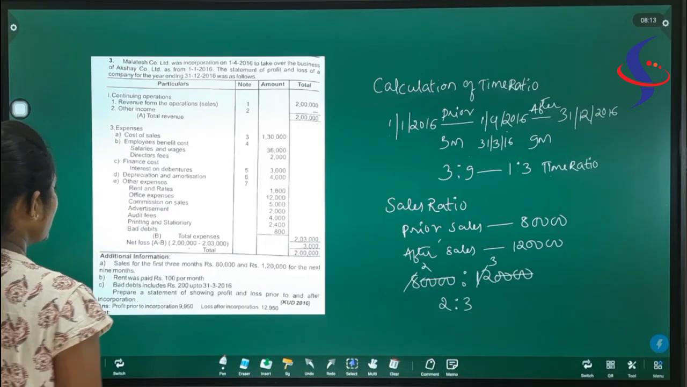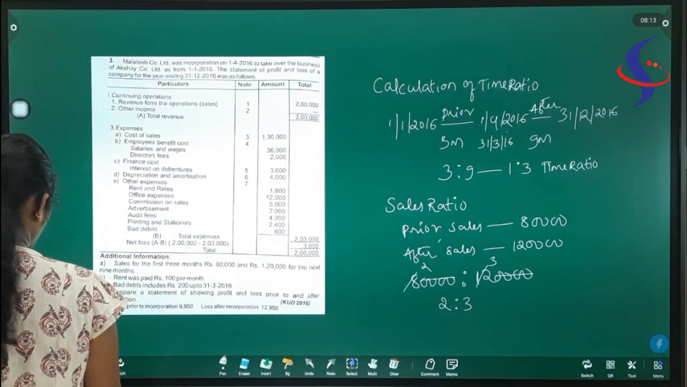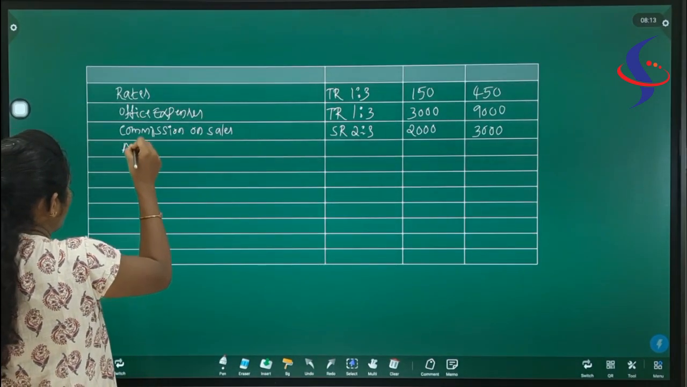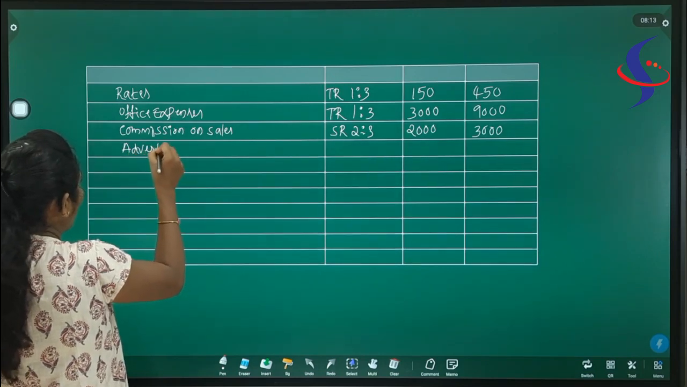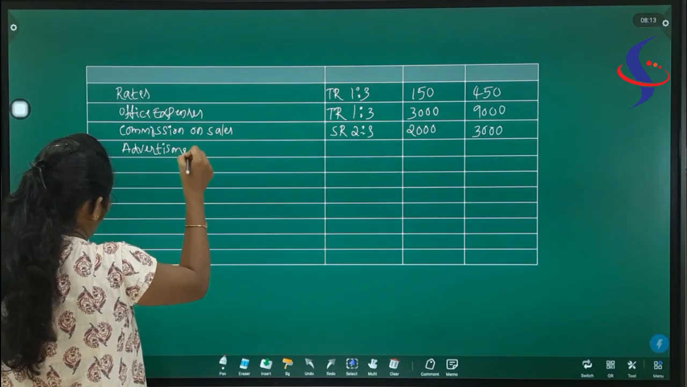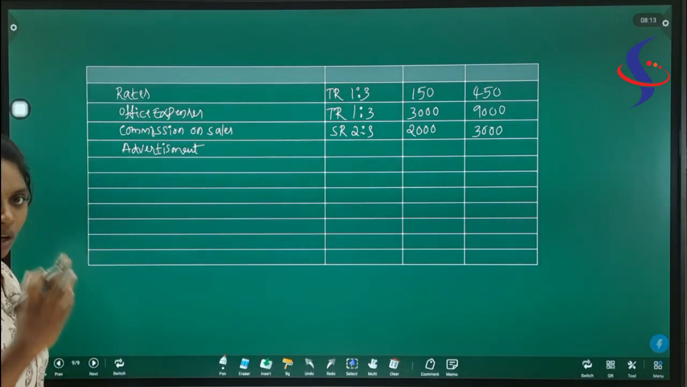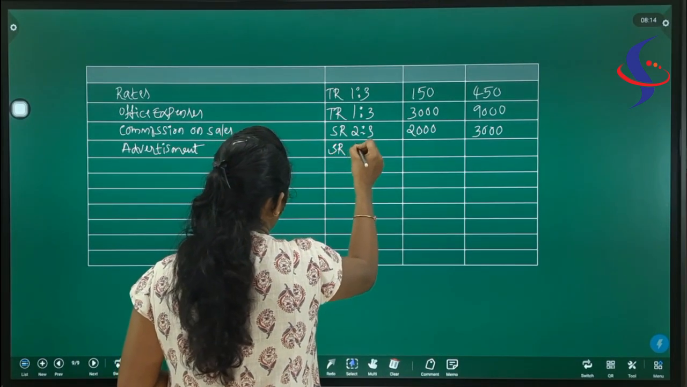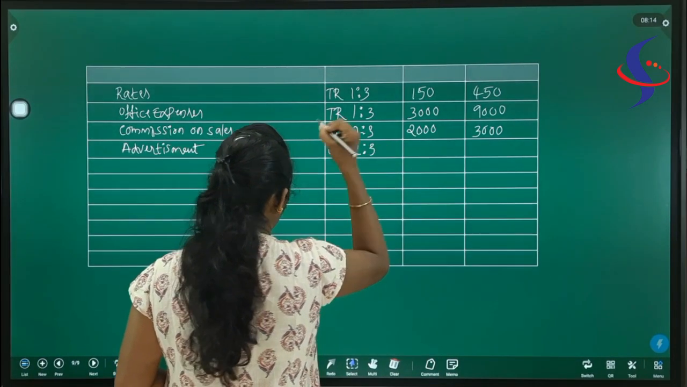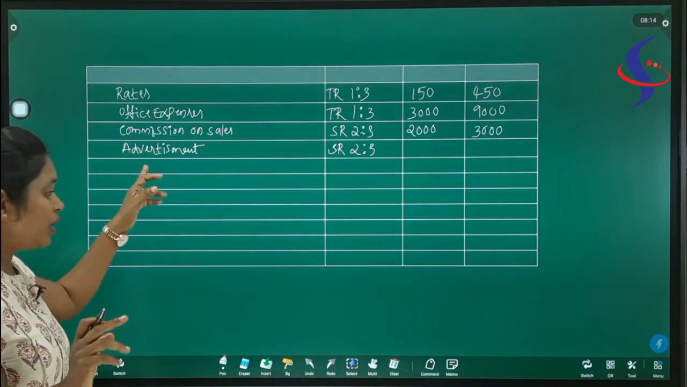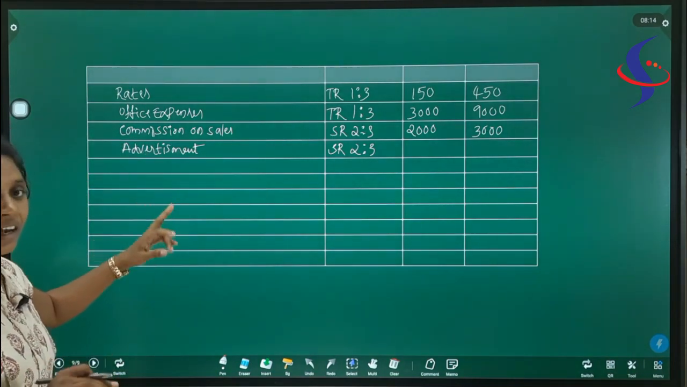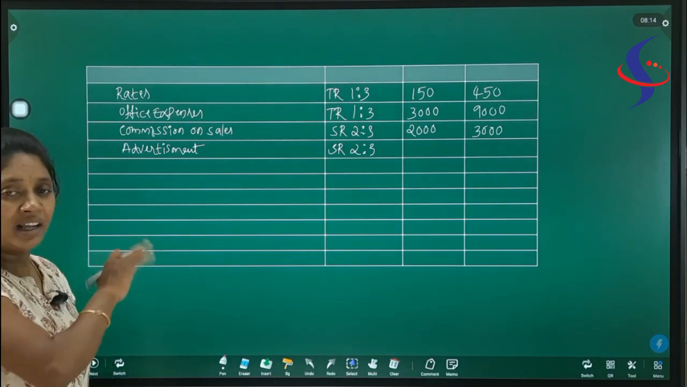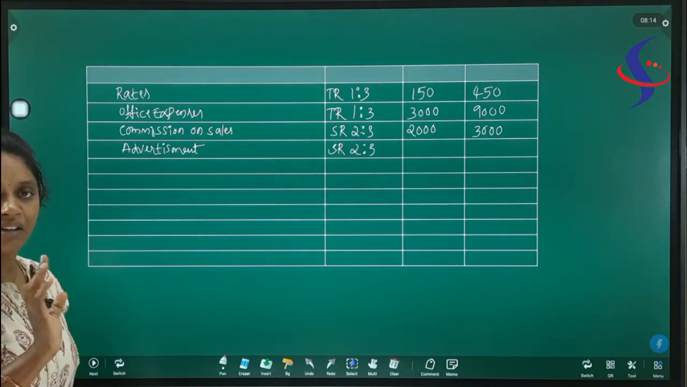And next, advertisement. What is the amount? 2,000. Advertisement, I already told, is directly connected to sales. The more you advertise, the more awareness you can create about your product or service. When you create more awareness, that will directly increase your sales. That is why advertisement should always be divided using sales ratio. Don't try to learn by heart, friends. When you learn by heart, you will forget. But if you understand, definitely you will be able to remember. If you solve 2 to 3 questions, there is no need to learn by heart. Automatically your hand will move in calculating and dividing.